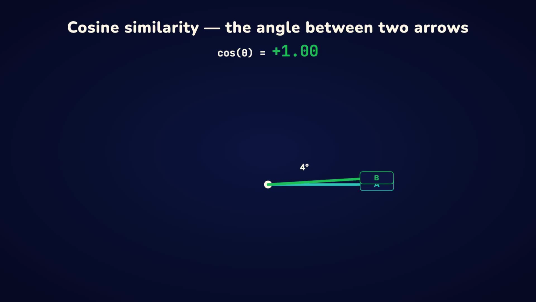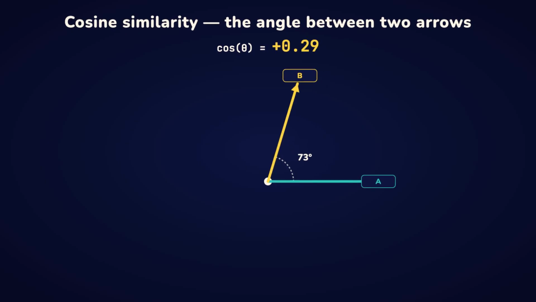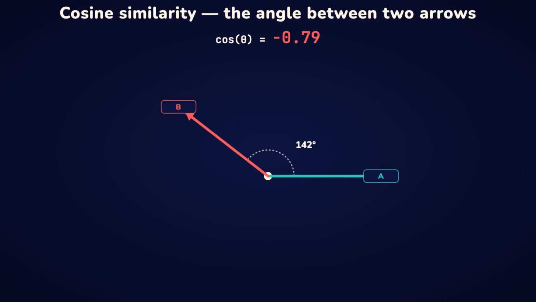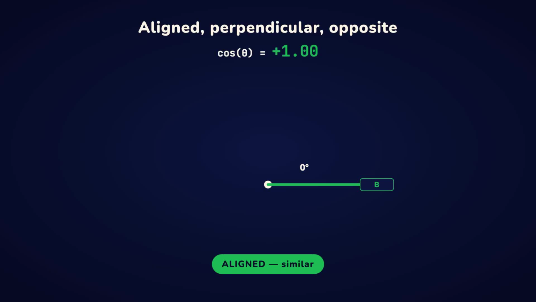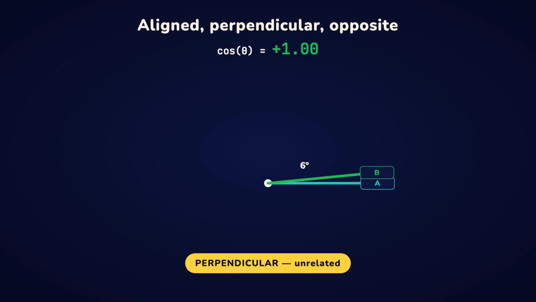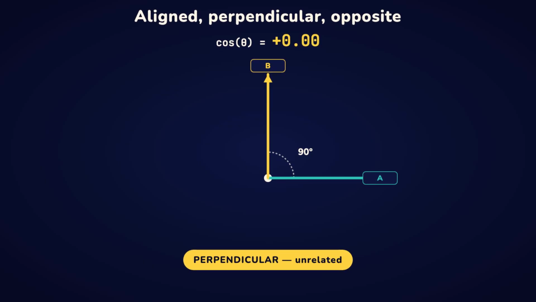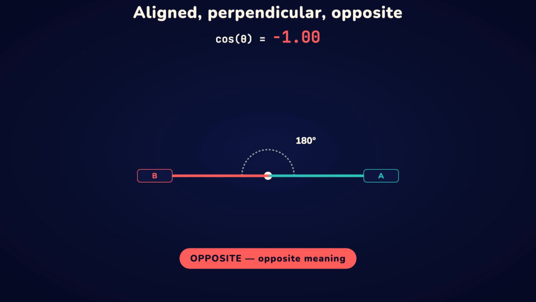So, how do we measure how close two words are inside this space? The answer is cosine similarity. It looks at the angle between two arrows pointing out from the origin, and the intuition is straightforward. Two arrows pointing in the same direction are aligned, meaning very similar. Two arrows at 90 degrees are perpendicular, which means basically unrelated. And two arrows pointing in opposite directions means opposite in meaning.